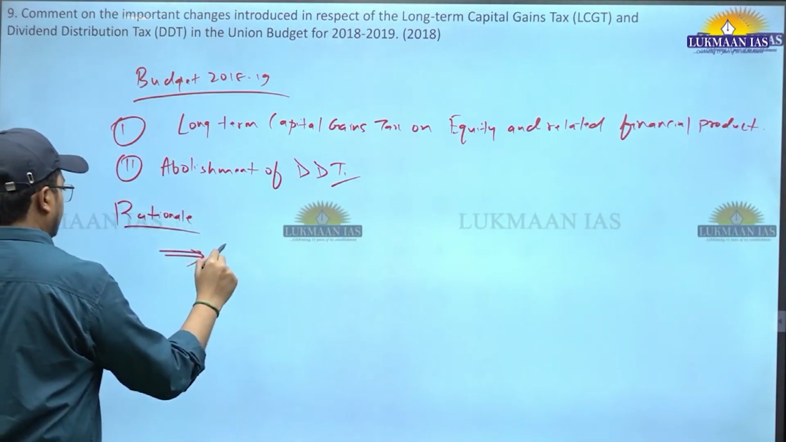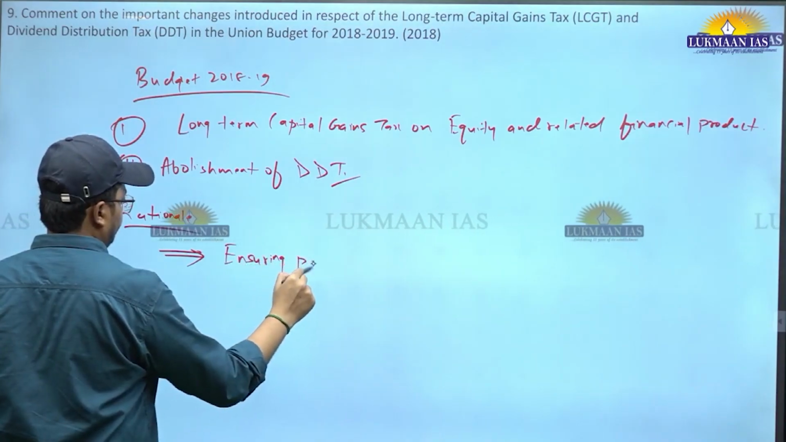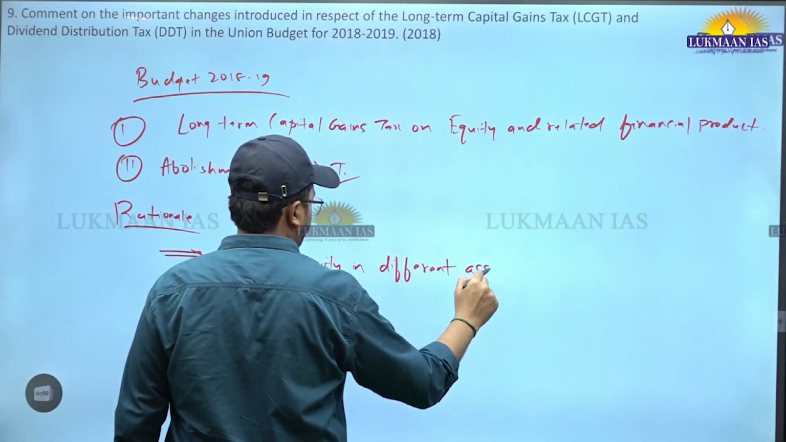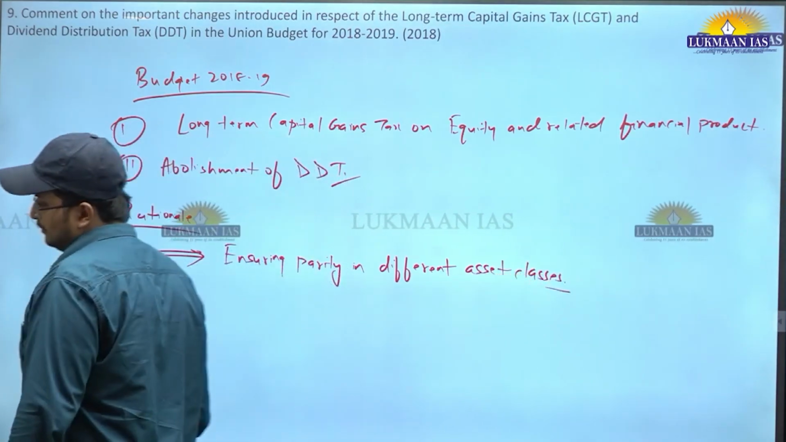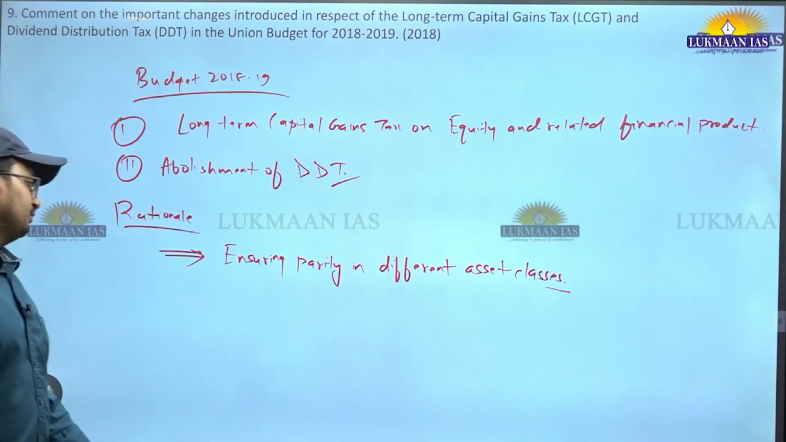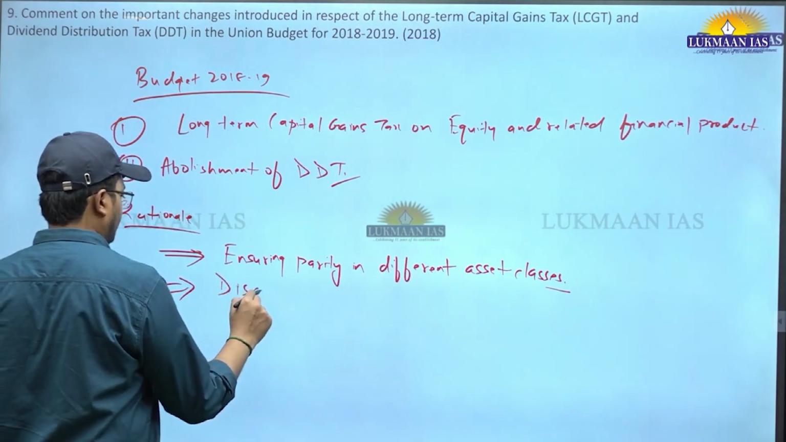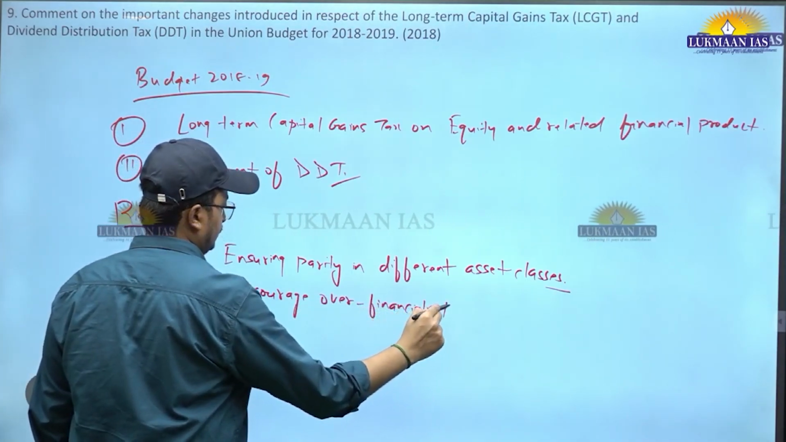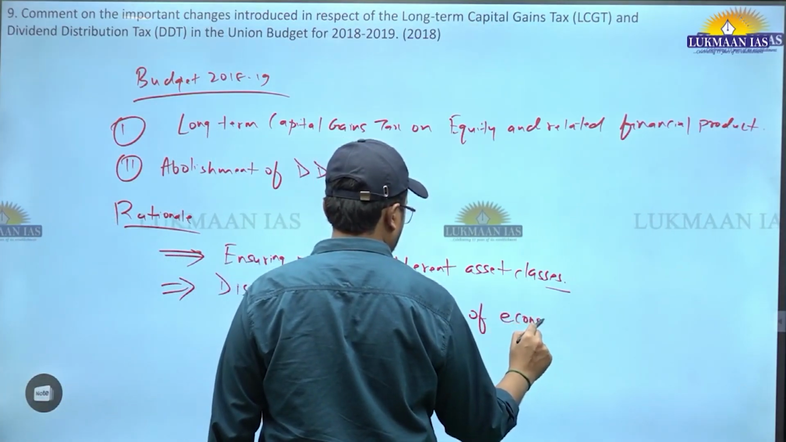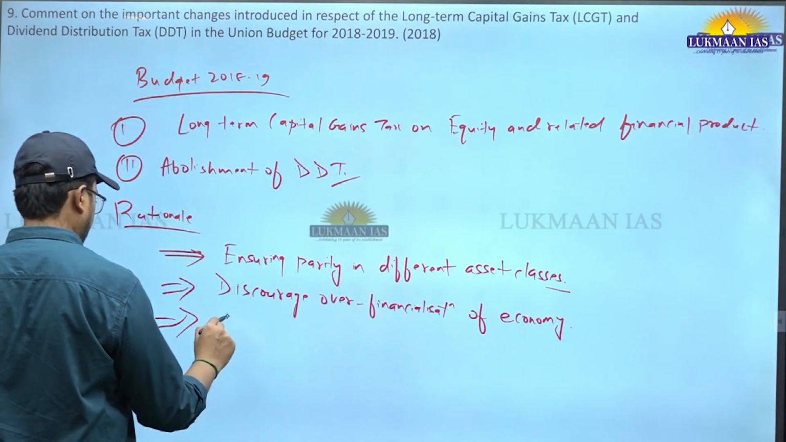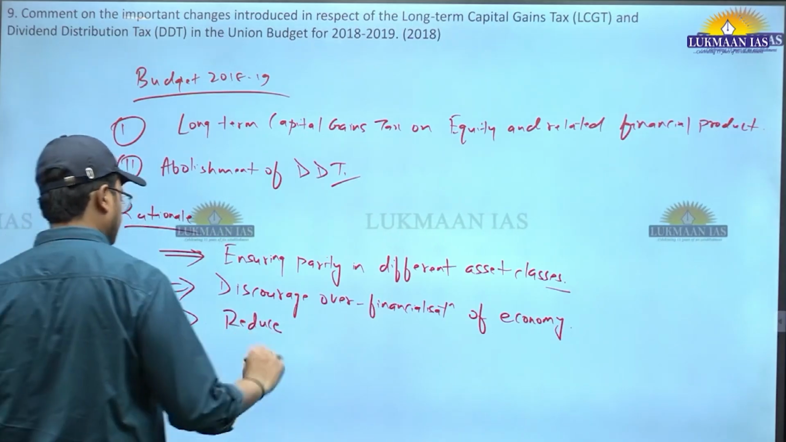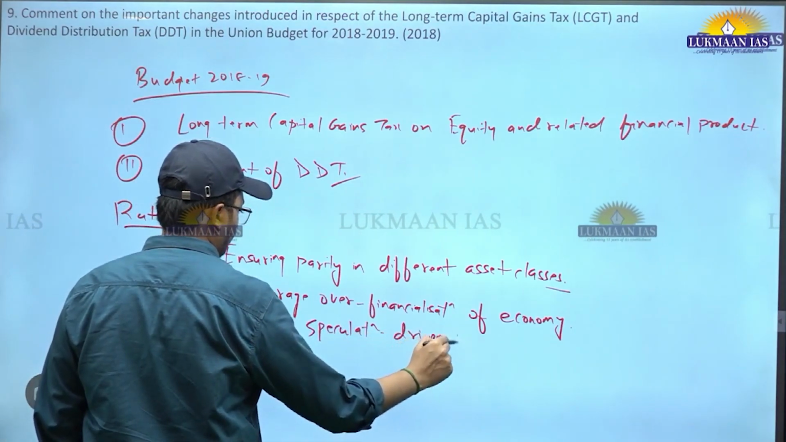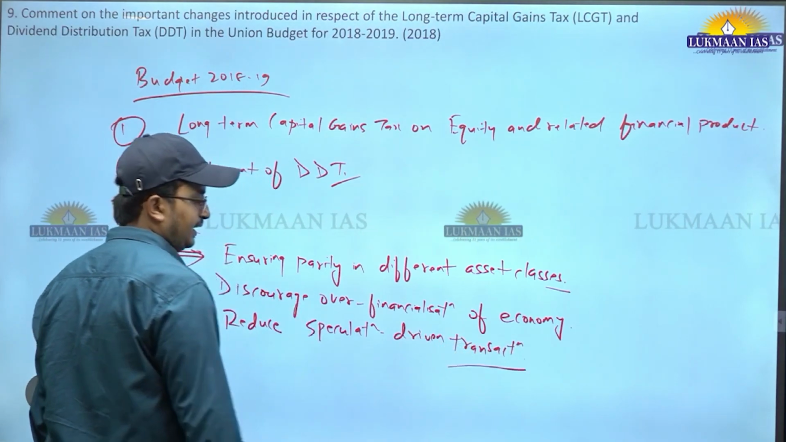Rationale, first, ensuring parity in different asset classes. So irrespective of the type of asset class, if that is long term, that would attract a simple 10% of the capital gains or whatsoever is there. Then discourage over financialization of economy. And third, reduce speculation driven transactions, wherein people just enter just to gain from it rather than knowing the product itself.